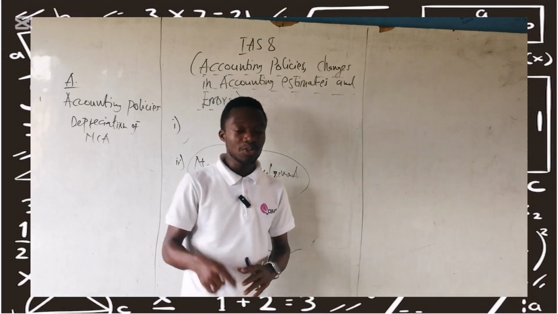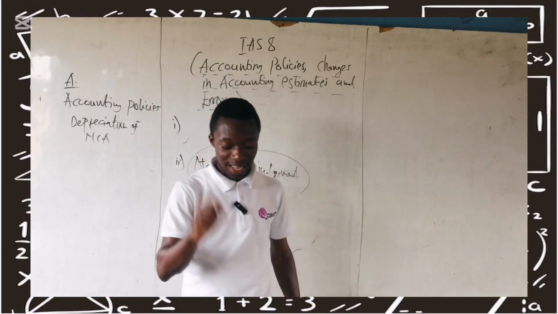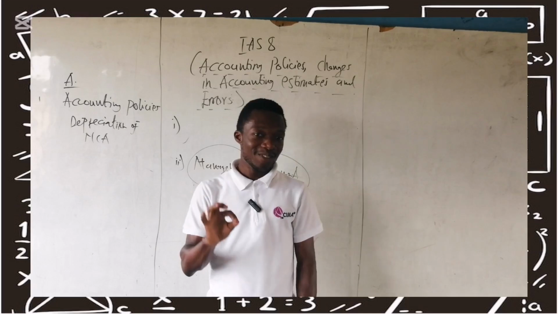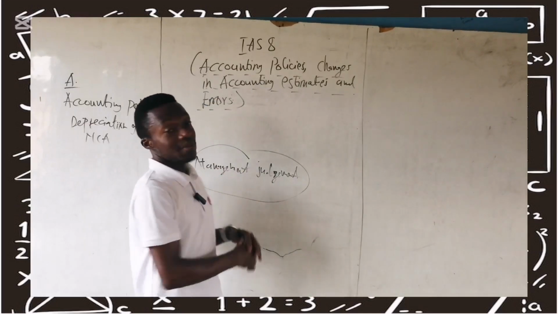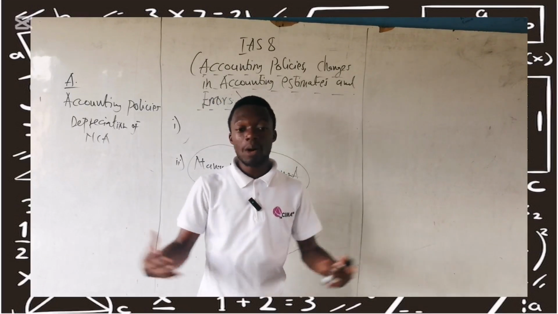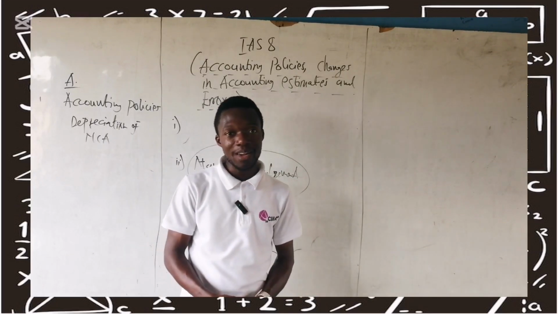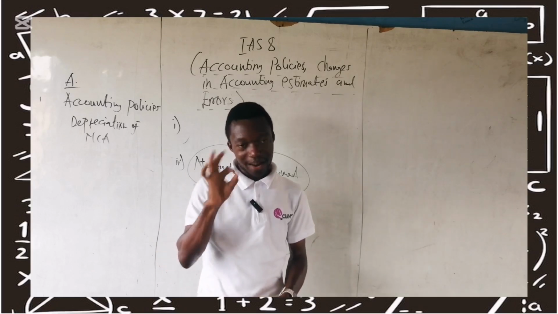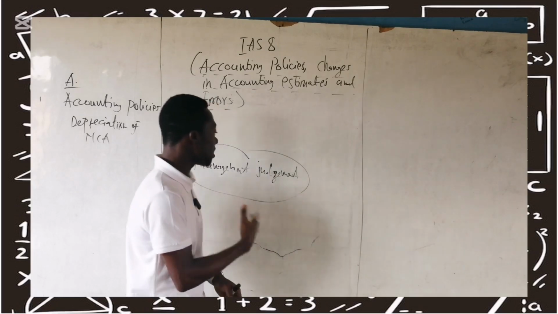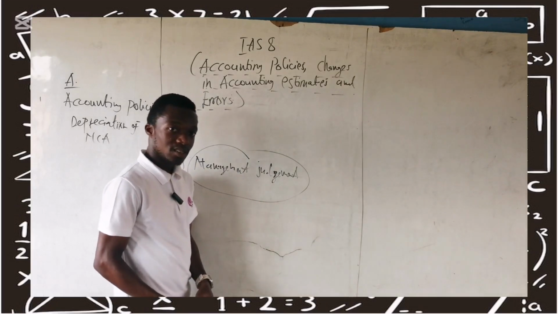And two, if there is no standard that is applicable in the treatment of that event or transaction, then an entity, based on the management view, has to come out with something to help us treat that particular event or transaction. But there are conditions as to how management use their judgment. That's what we need to know.